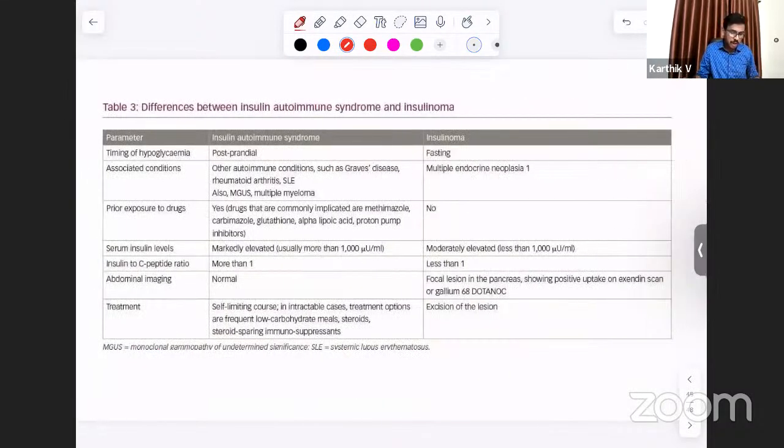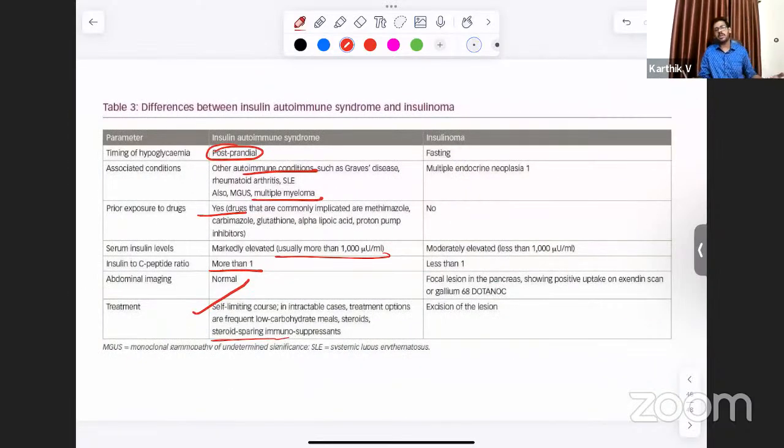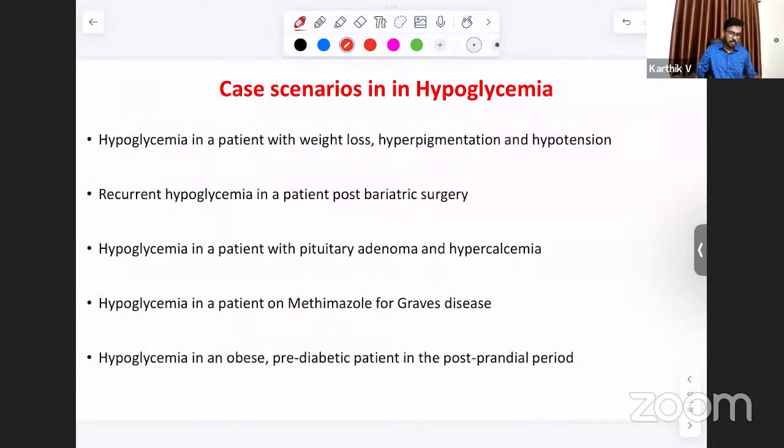So the difference between insulinoma and Hirata: the timing of hypoglycemia, in Hirata it's mostly postprandial. The discussion we have already seen. It is associated with autoimmune conditions, multiple myeloma, etc. Associated with drugs. Then insulin to C-peptide ratio more than 1. The serum insulin usually more than 1,000. And the treatment, once you identify the precipitating cause, withdrawal of the cause would result in resolution. And sometimes you will have to use immunosuppressants, steroids and steroid-sparing immunosuppressants.